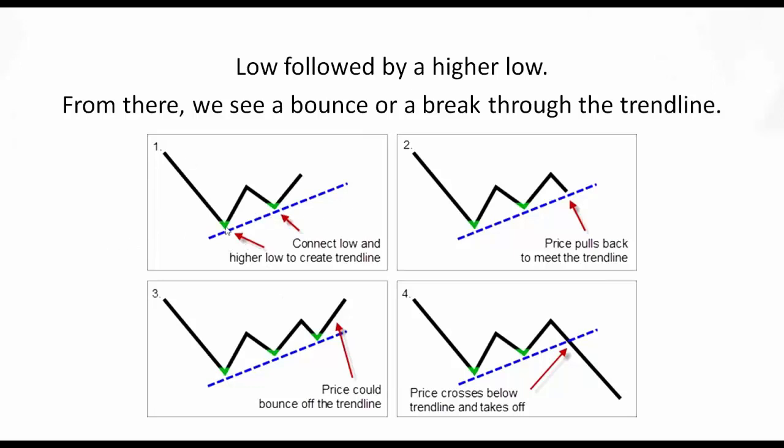we have 2 points, a low followed by a higher low, and we get to draw the trend line. We connect the 2 points and we just project that out into the future because we know that the price is eventually going to come back to that line. Step number 2, price does come back to that line and it comes to that trend line. It meets the trend line. From there, we have 2 options. What is going to happen?